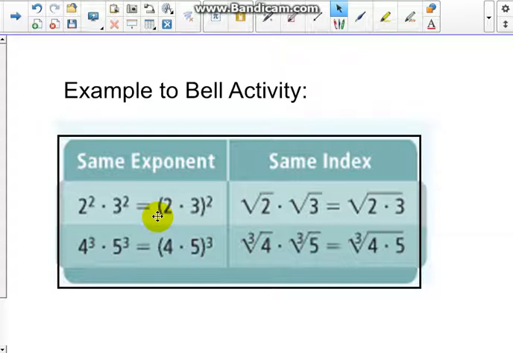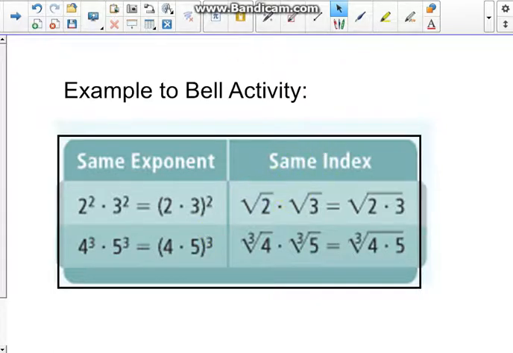So when you multiply powers, if they're the same, you keep that power and you multiply the base. Down here, here's another one: 4 cubed times 5 cubed. Their powers are the same, so you keep the power here and multiply the bases, 4 times 5. So this would become 20 to the third power, which would be 20 times 20 times 20.